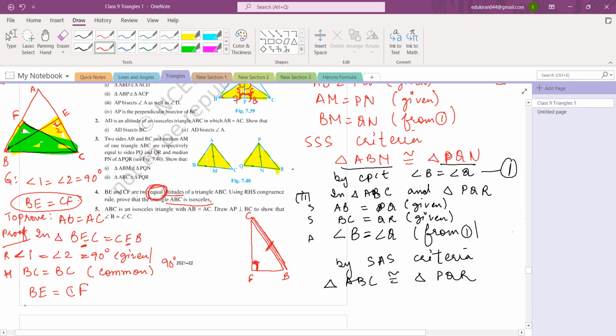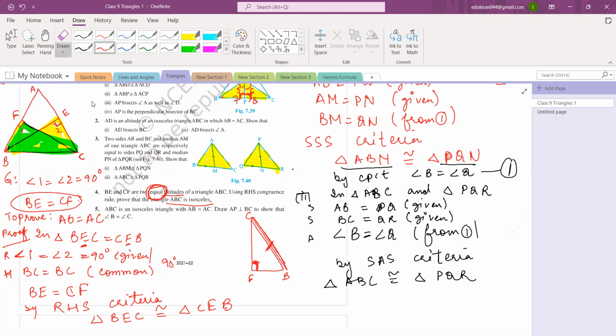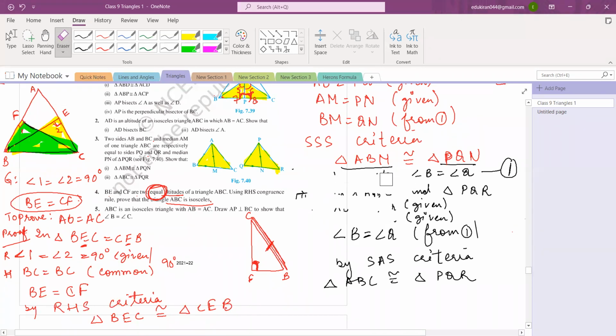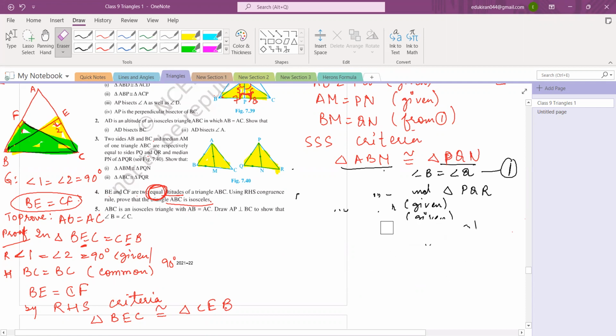So it becomes, by RHS criteria, these two triangles are congruent. So triangle BEC is congruent to triangle CFB. But we have to show that the triangle ABC is isosceles. So for that, I need to show that AB is equal to AC. So can I use the theorem, sides opposite to equal angles are equal?